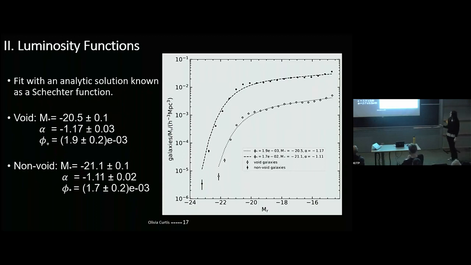We see that within these reported error bars, void galaxies have a characteristic turnover magnitude that's about half a magnitude dimmer than the non-void population, and that the void galaxy population has a faint end luminosity slope that's slightly steeper than in the non-void galaxy population, suggesting a slightly higher population of galaxies on the faint end in the void galaxy population than in the non-void galaxy population.